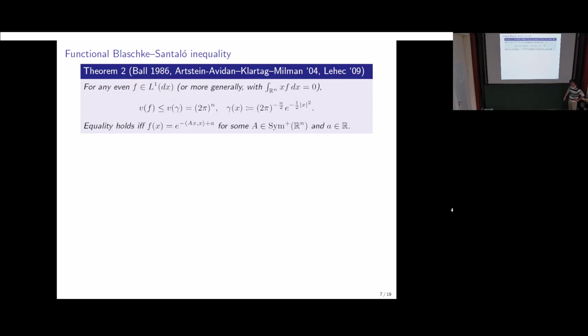About this, the functional Blaschke-Santaló inequality is also known. It says that for any even function f, the functional volume product is maximized by the Gaussian. Moreover, equality holds if and only if f is a Gaussian whose covariance is any non-degenerate matrix.